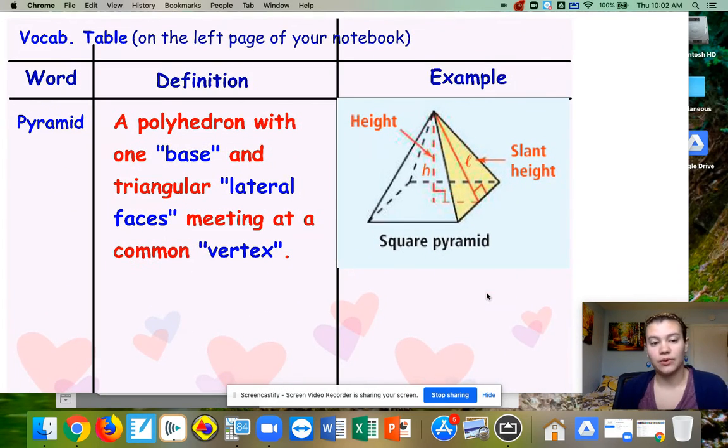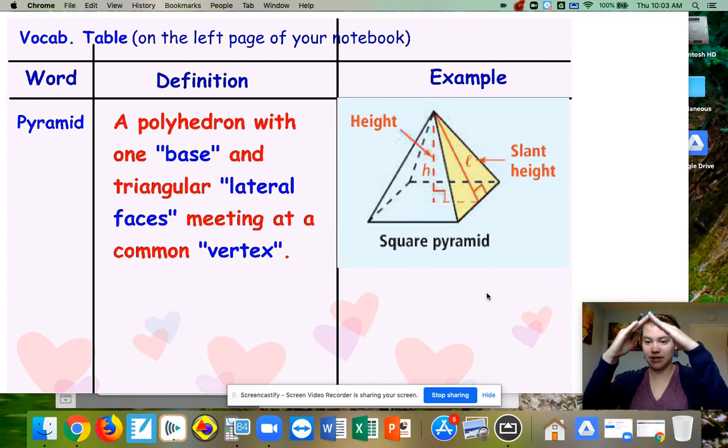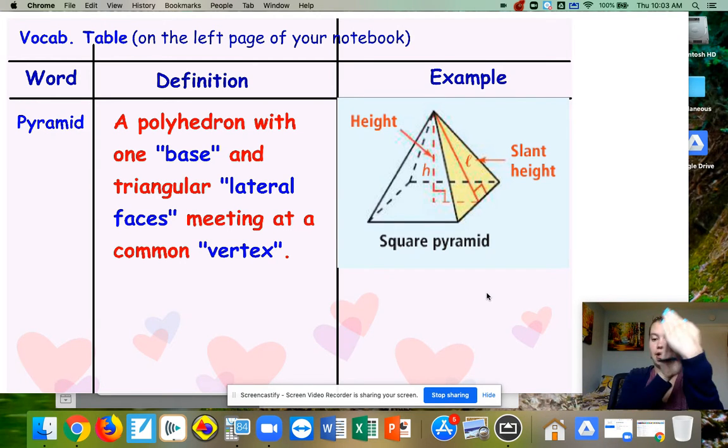All right, so a pyramid is a polyhedron, so again, a 3D shape with one base on the bottom and then triangular sides that come up and meet at the point. So you could have the base be anything. It could be a square, a circle, a triangle, a hexagon, a pentagon, an octagon, whatever. The base needs to be some sort of polygon. And then all of your sides have to be triangles so that they come up and meet at the top. So this is your standard square pyramid.